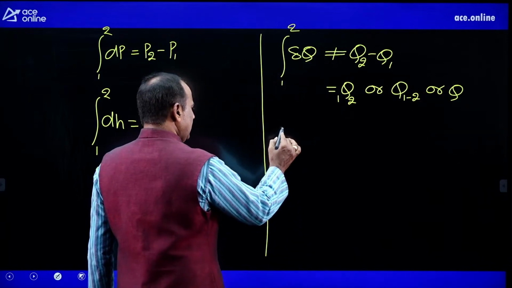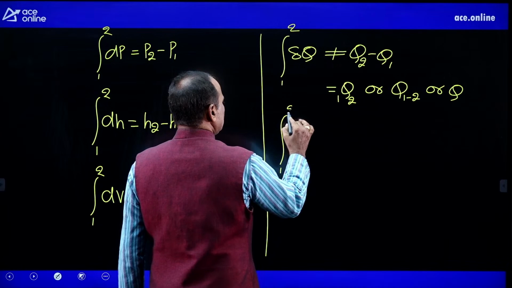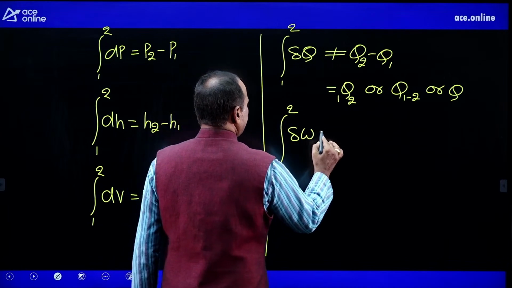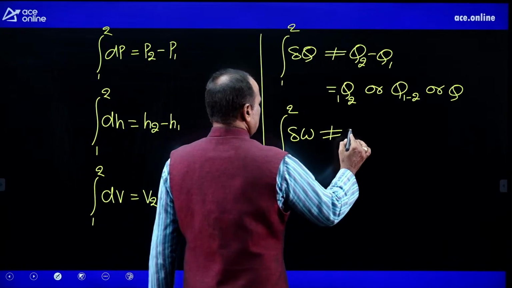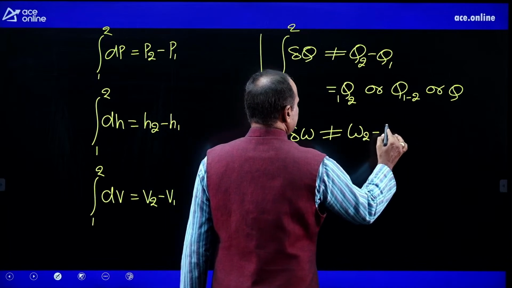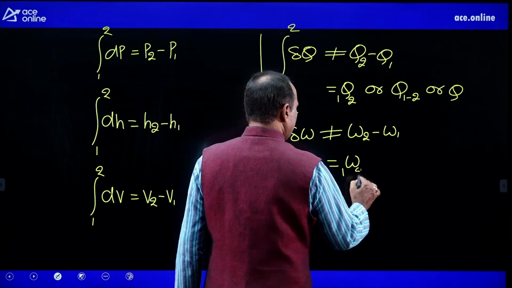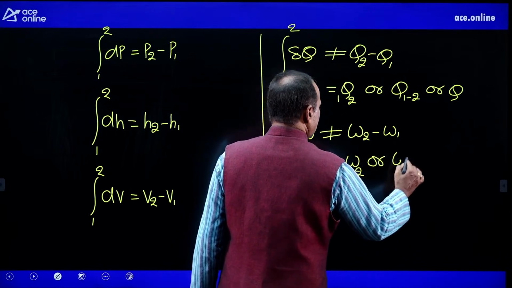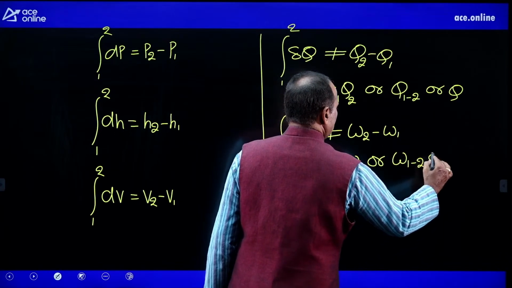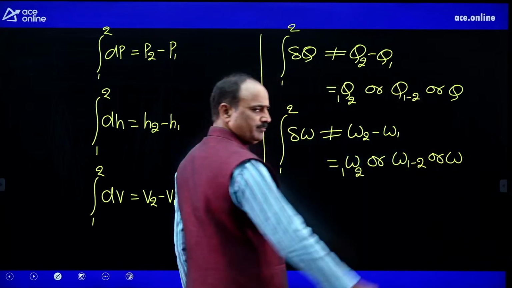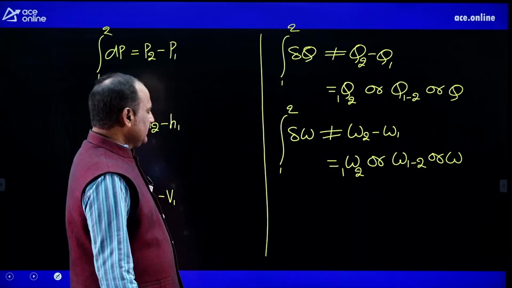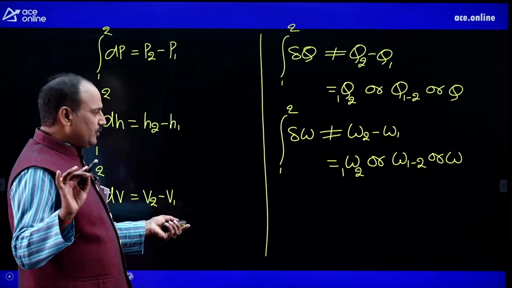Similarly, integral 1 to 2 del W cannot be written as W2 minus W1, but it can be written as W1-2, or simply W. Okay?